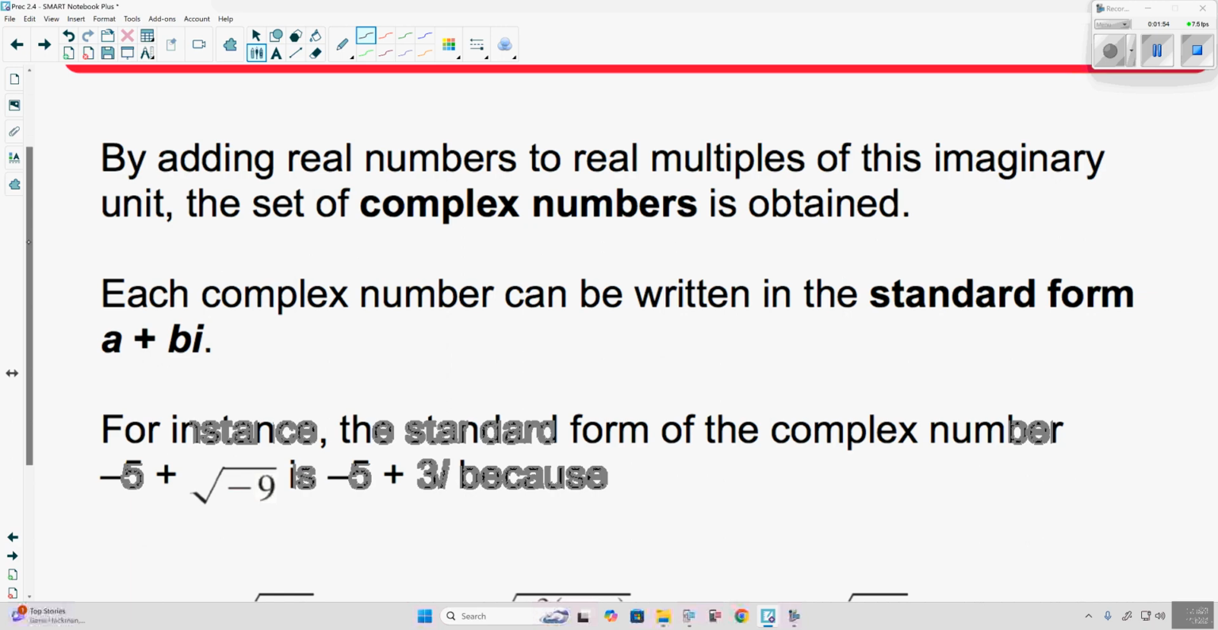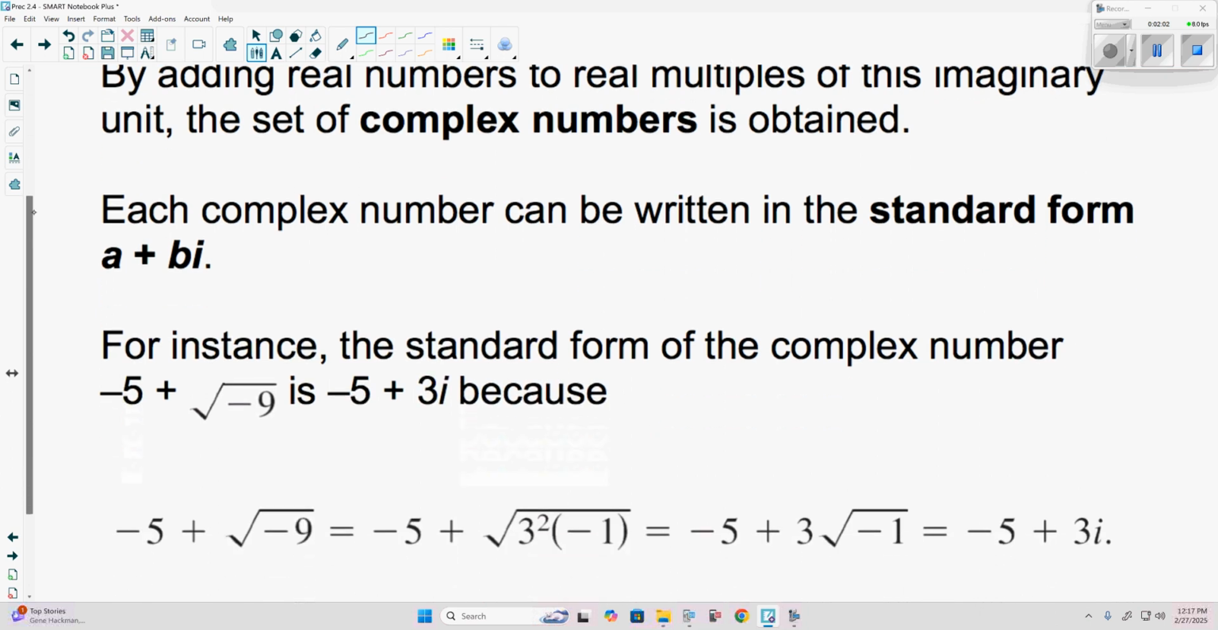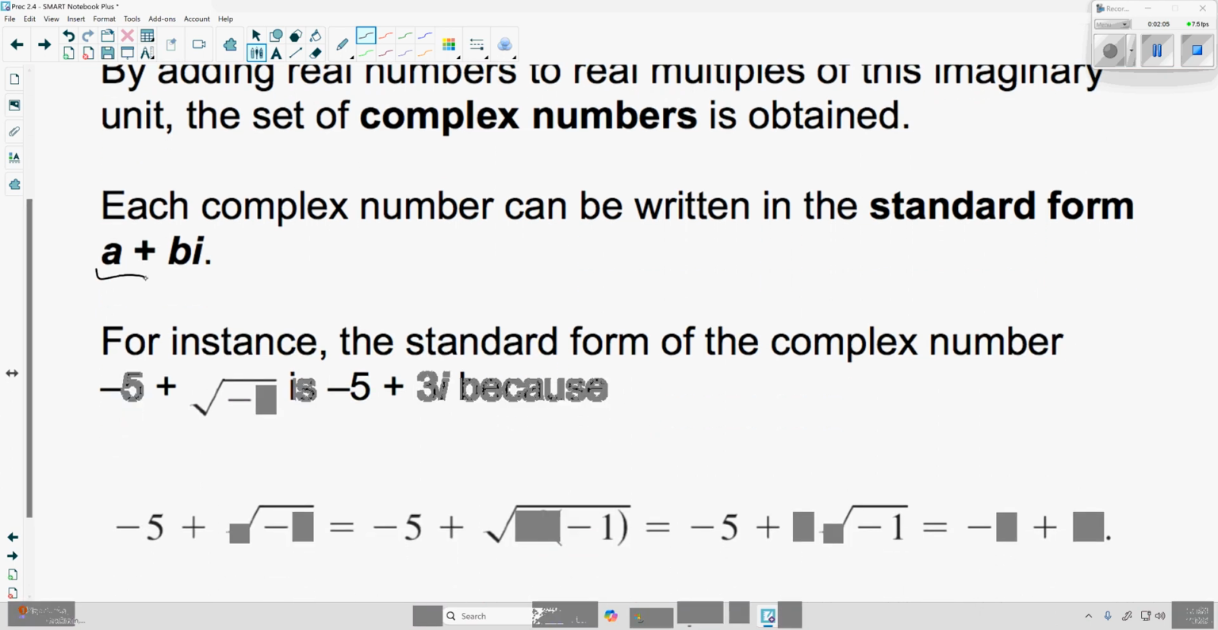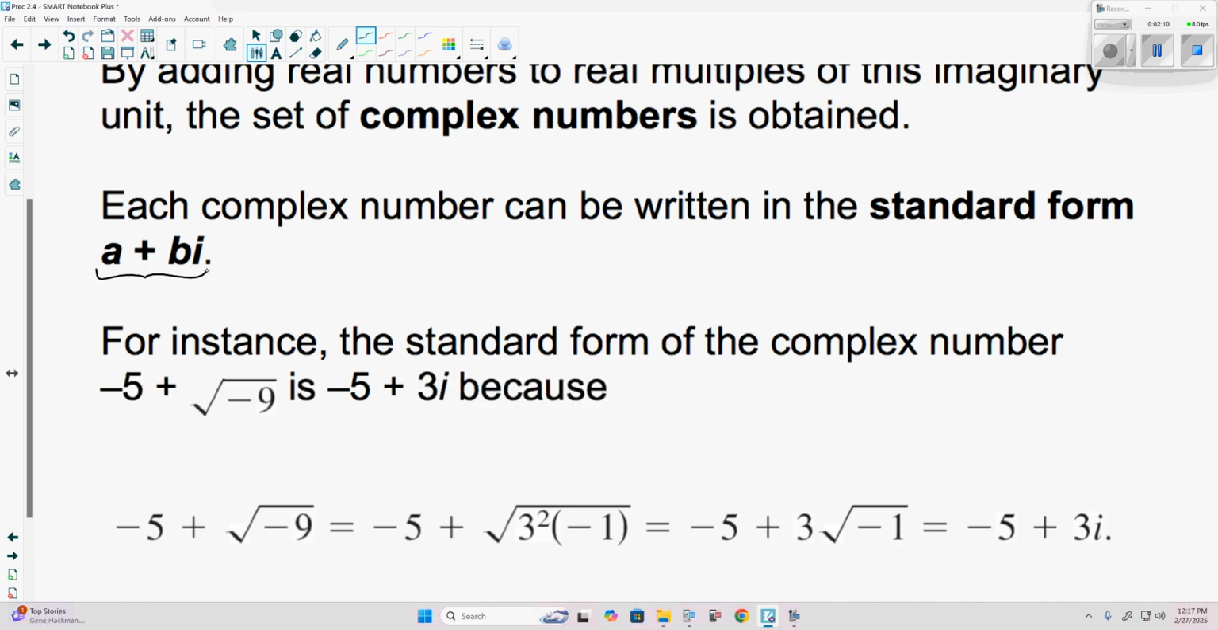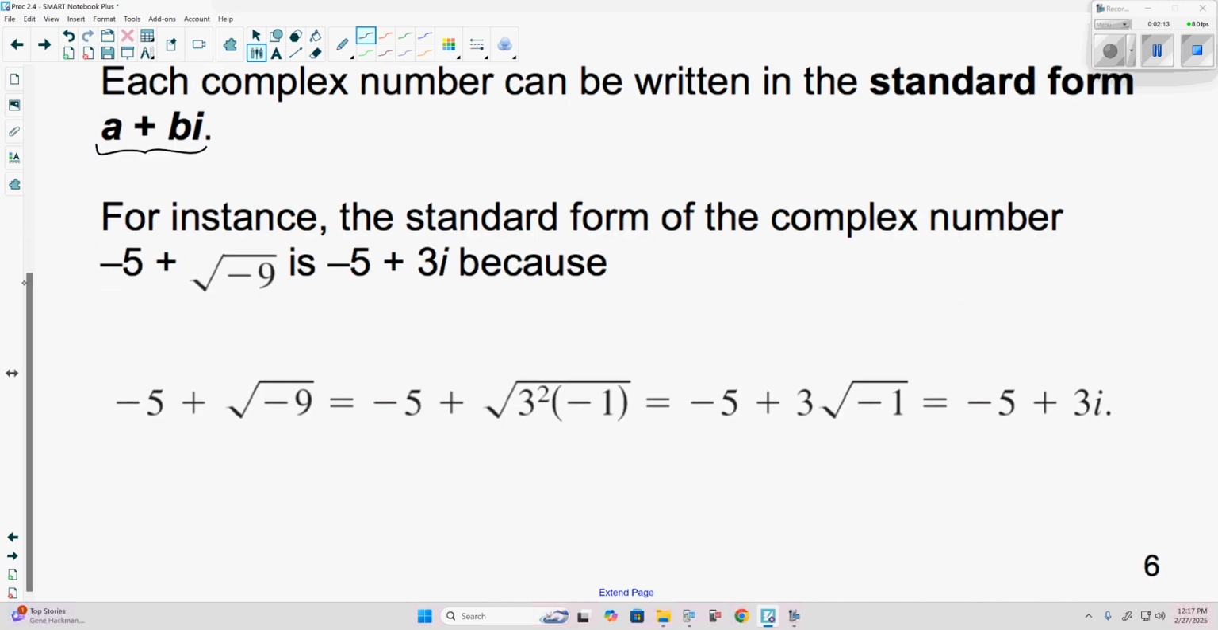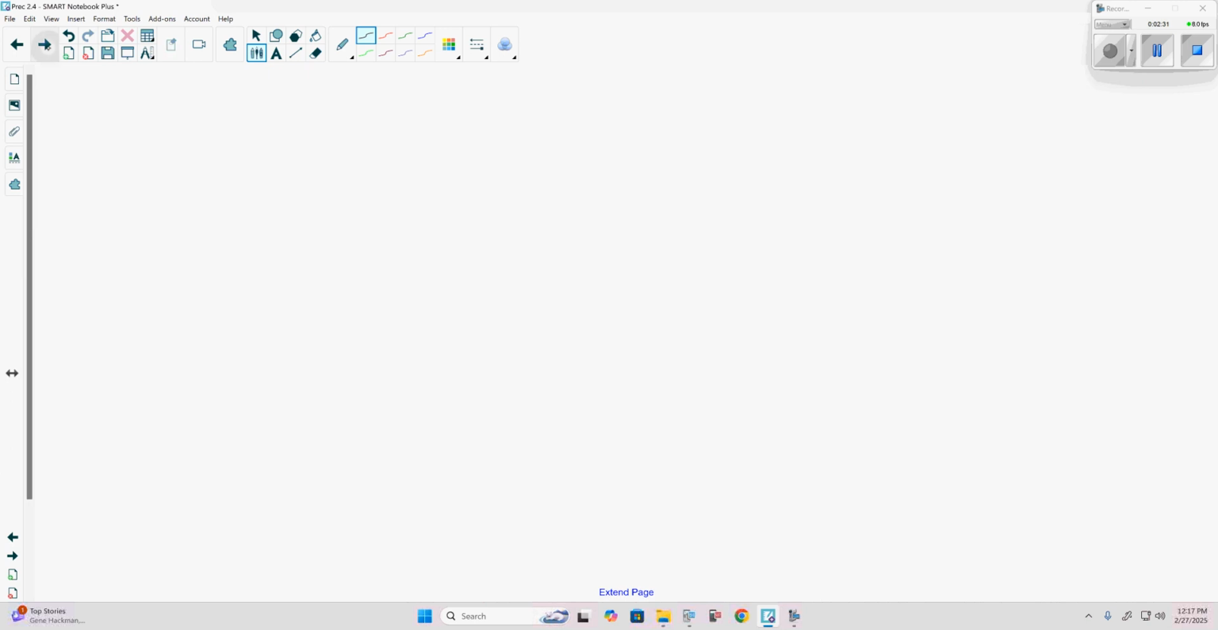Now, by adding real numbers to real multiples of the imaginary unit, we get a complex number in the form a plus bi. So in standard form, we write it as a plus bi, where a is the real part and bi is the imaginary part. For instance, -5 plus the square root of -9 is really -5 plus 3i, because we can reduce the square root of -9: the negative comes out as i, the square root of 9 is 3, giving us this, and that would be in standard form.